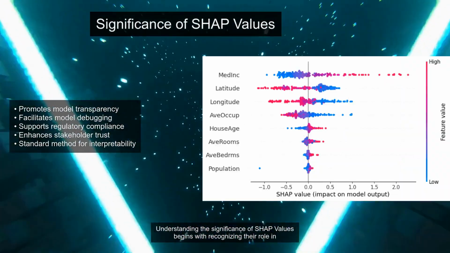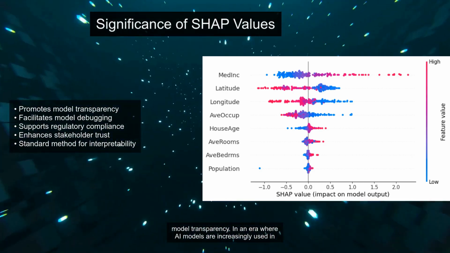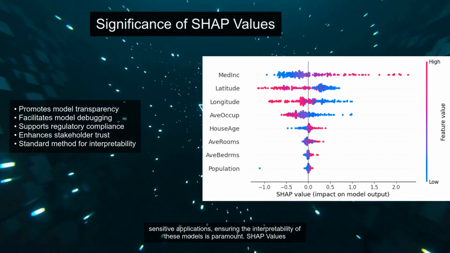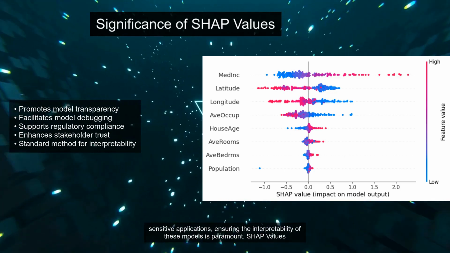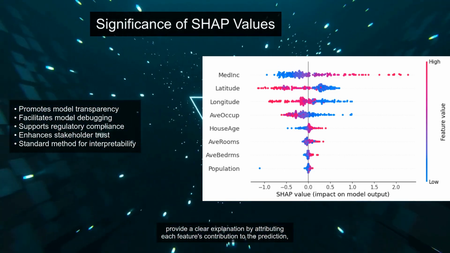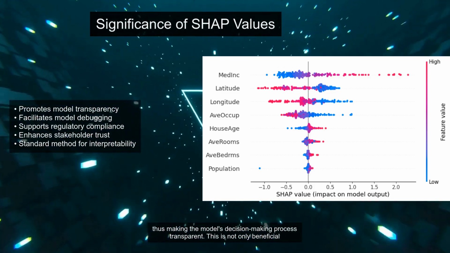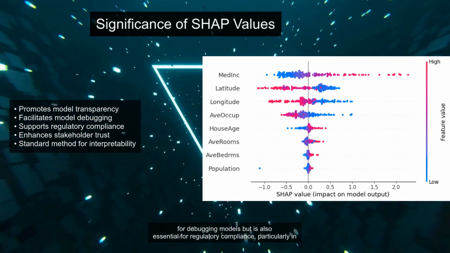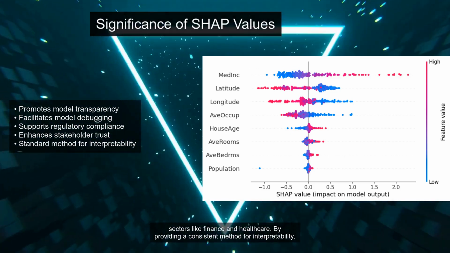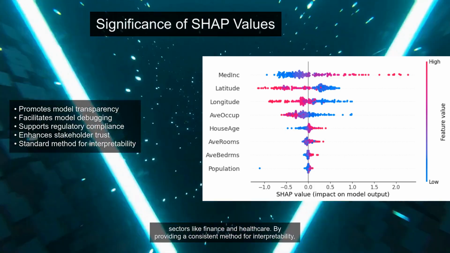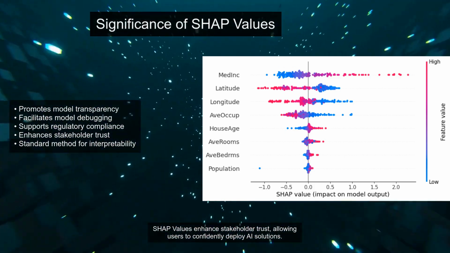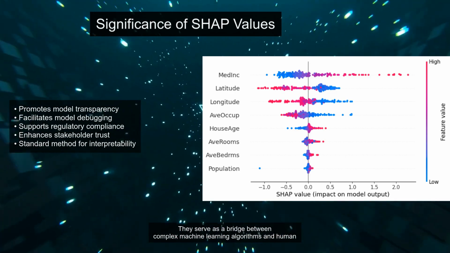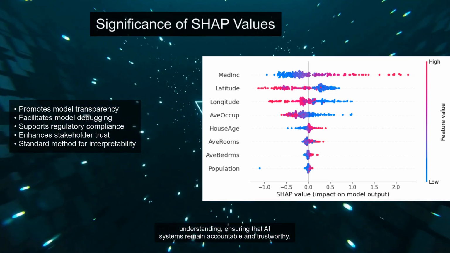Understanding the significance of SHAP values begins with recognizing their role in model transparency. In an era where AI models are increasingly used in sensitive applications, ensuring the interpretability of these models is paramount. SHAP values provide a clear explanation by attributing each feature's contribution to the prediction, thus making the model's decision-making process transparent. This is not only beneficial for debugging models but is also essential for regulatory compliance, particularly in sectors like finance and healthcare. By providing a consistent method for interpretability, SHAP values enhance stakeholder trust, allowing users to confidently deploy AI solutions.